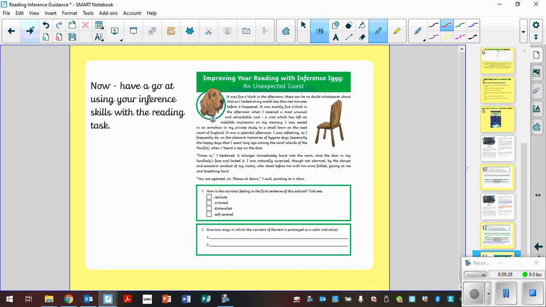Then your task, to have a go on your own, is using an unexpected guest text and answering the questions based on that. Towards the bottom of that text are the actual answers. So once you've given it a go and you've given your answers, have a look to see how you got on with doing it.